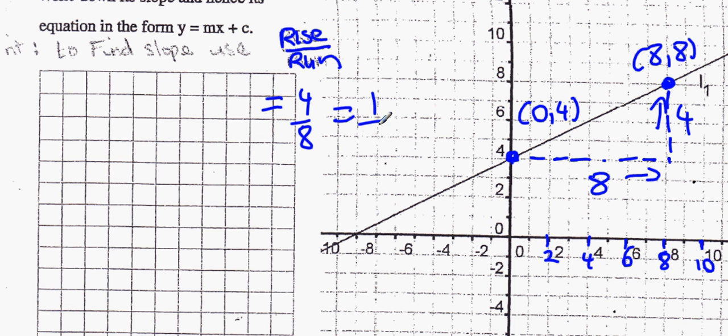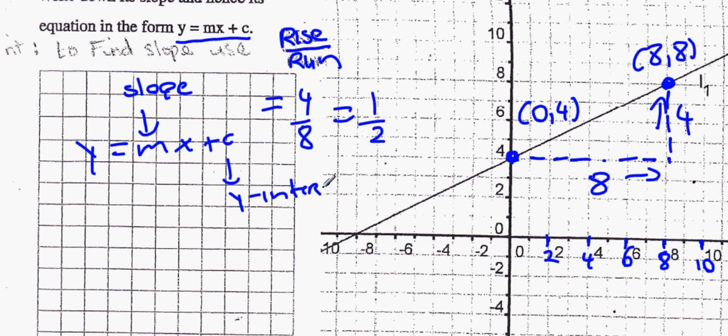Now, this formula here, which is in your tables, y equals mx plus c, m is the slope, and c is the value where it cuts the y-axis, the y-intercept. Now what we know is that the y-intercept is 4. So we know that y equals a half x, because the slope is a half, plus 4. And that's the equation of your line.